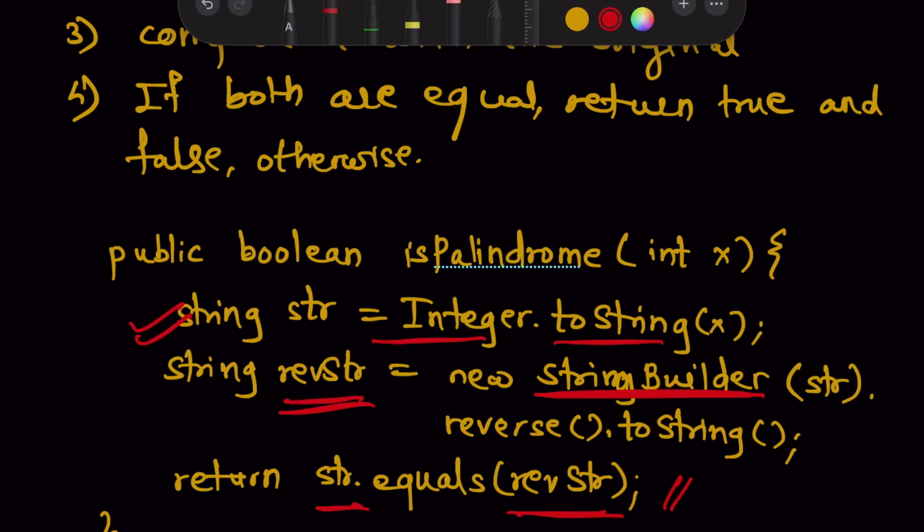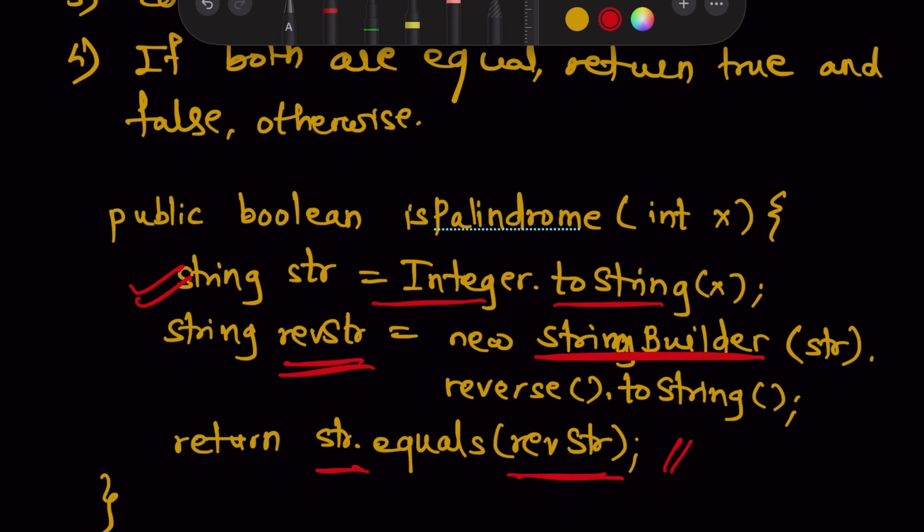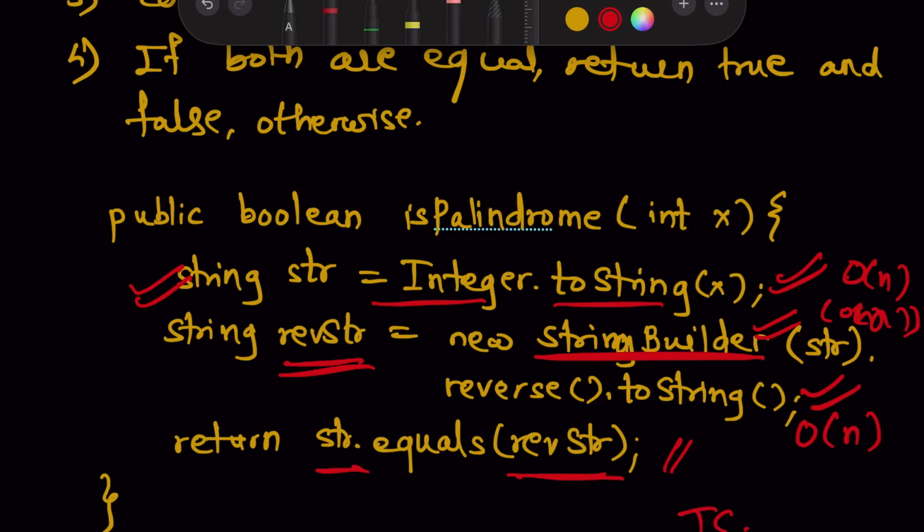What is the time complexity for this? This reversing will take O(n) time as it will reverse it character by character, right? And also we are using extra space for str as well as rev str. So our time complexity is basically O(n), n being the length of the number, and our space complexity is also O(n) because of this str and reverse str that we are using.